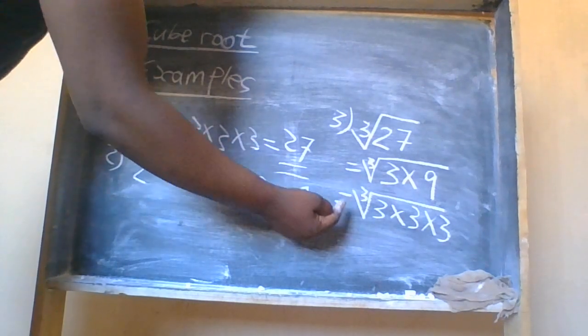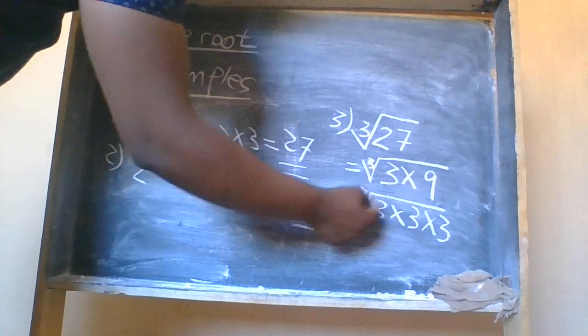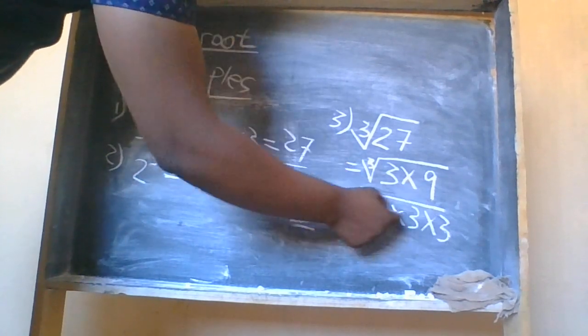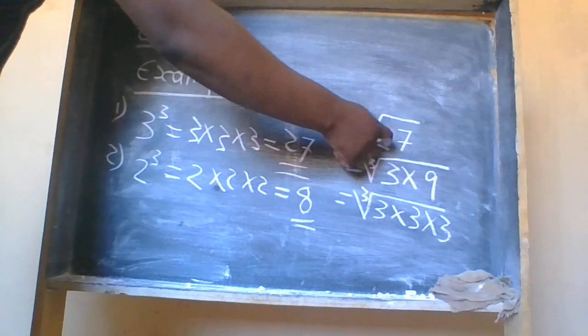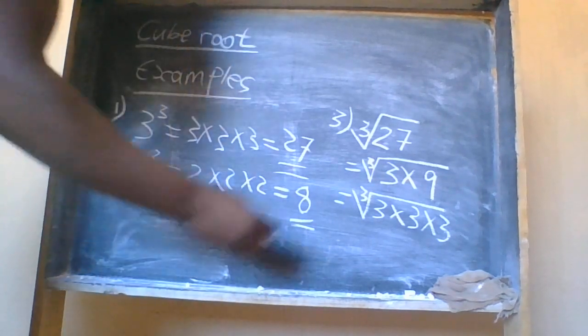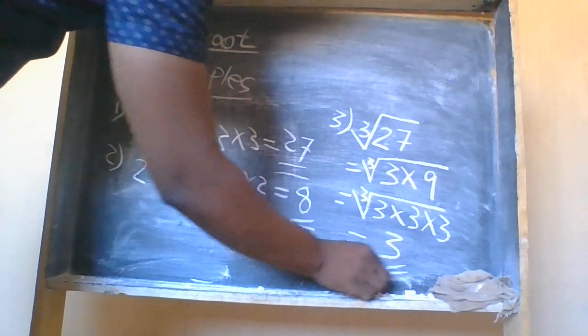Therefore, if you see that now the numbers which are in the cube root, they are 3 like that. Therefore, that is the cube root of the number that you have been given. Hence, our answer is 3.